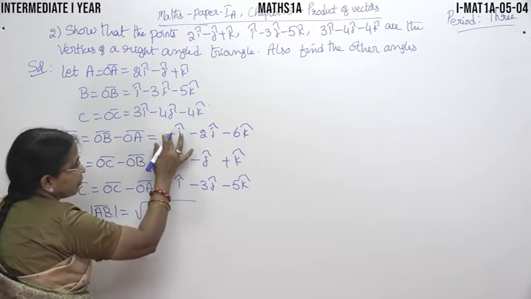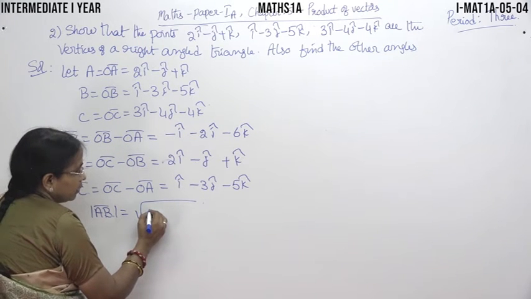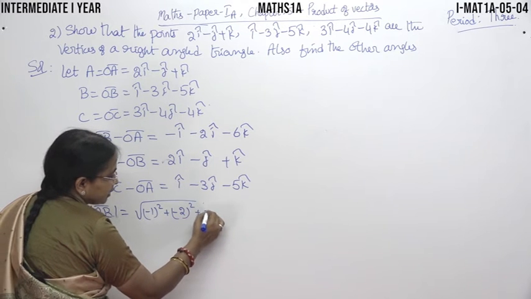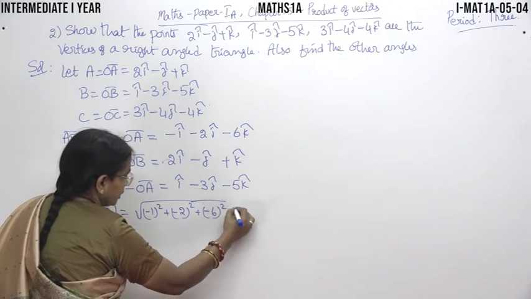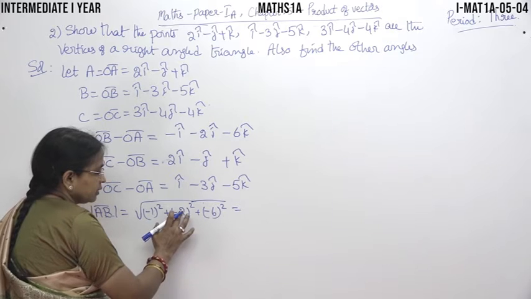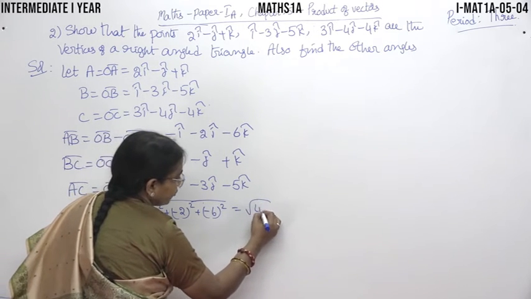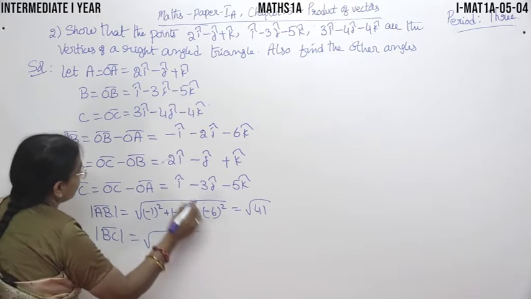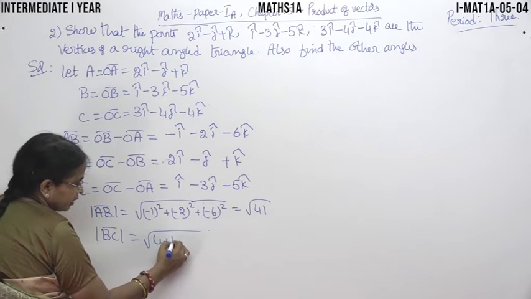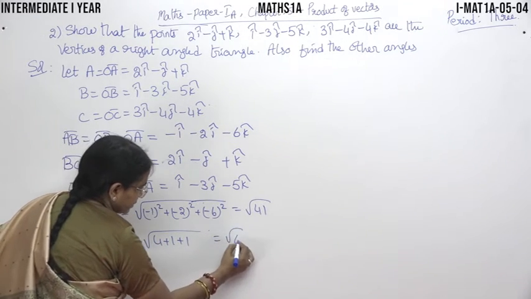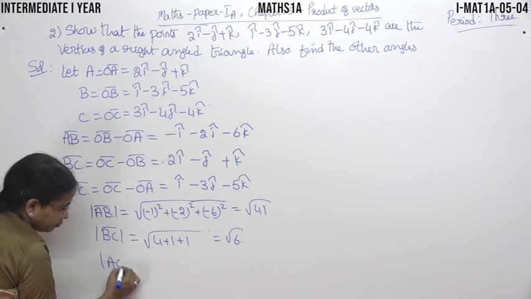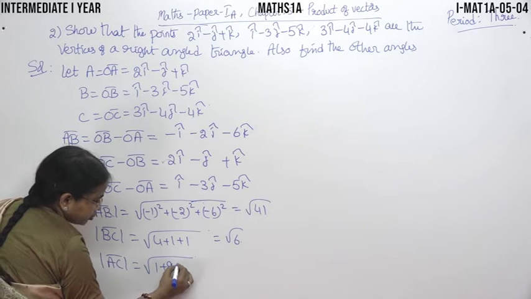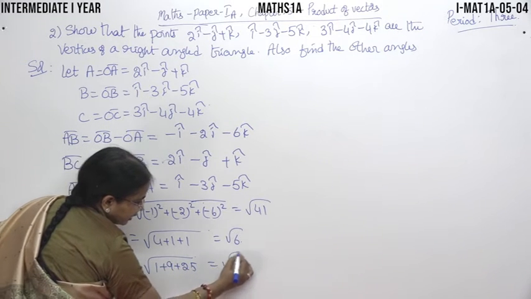Mod AB is root of 1 square plus minus 1 whole square plus minus 2 whole square plus minus 6 whole square. So what is it? 36, 41. So it is root of 41. Now mod BC. Mod BC is equal to root of 4 plus 1 plus 1. That is root 6. And then mod AC. Mod AC is root of 1 plus 9 plus 25. So that is root 35.